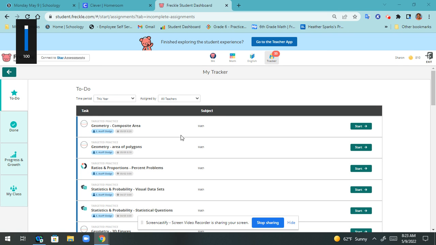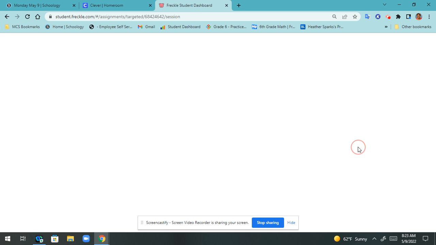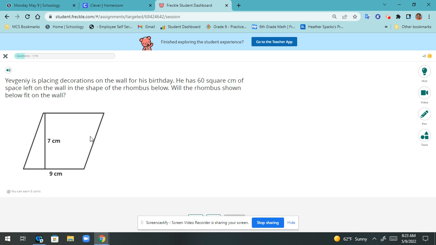Okay, guys, first of all, you have two freckle assignments, composite area and area of polygons. I would do the area of polygons first because it's the easiest one. So this is a parallelogram, and remember the area of a parallelogram is base times height.